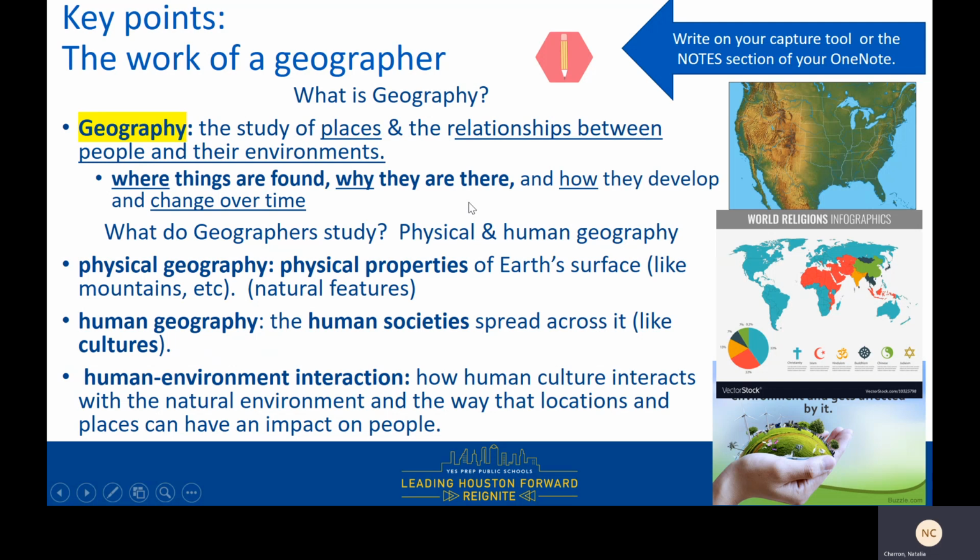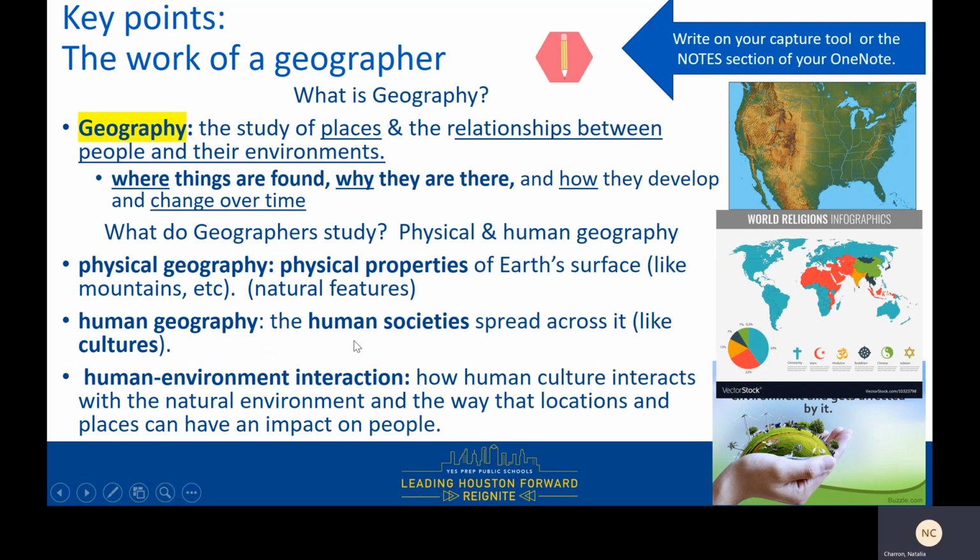Geographers study physical geography and human geography. Physical geography refers to the physical properties of the Earth's surface, like mountains, valleys, rivers, etc. Here we're looking at natural features, the way that the Earth came naturally.